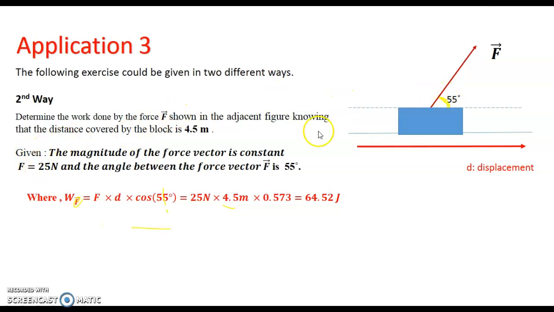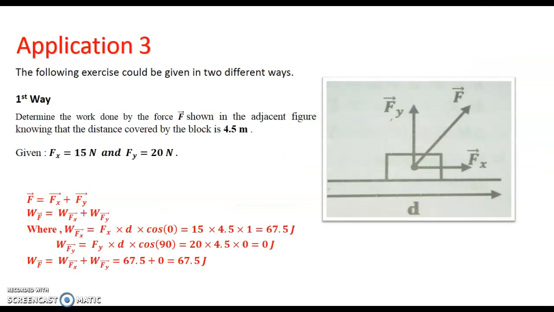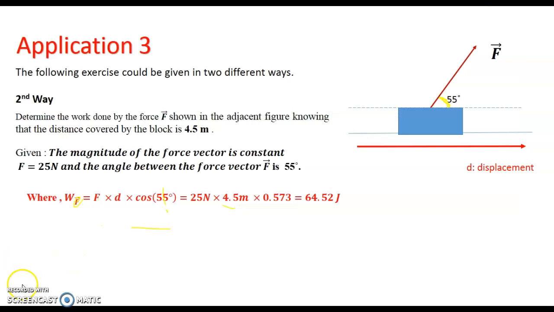The second way is that you may be given the magnitude of the force itself, the angle between the force and the x-axis, and the displacement, so you can directly apply the rule. Work done by the force is the magnitude of the force times d times cosine 55. So doing the substitutions, we obtain 64.52 joules. Why did it differ slightly? Because we only considered 3 digits after the decimal point, so that's why it differs a little bit from the first way.